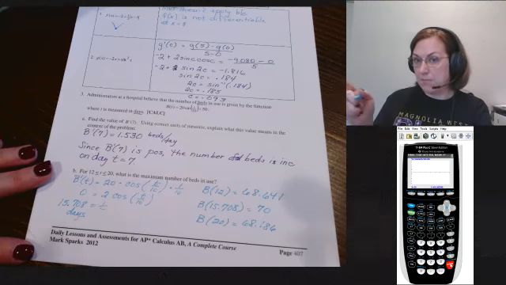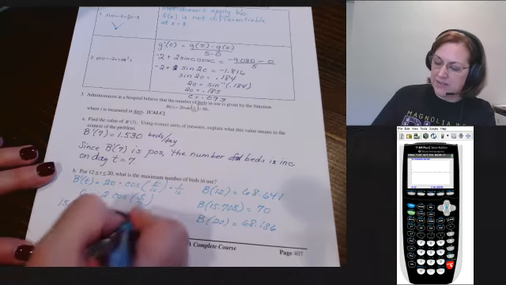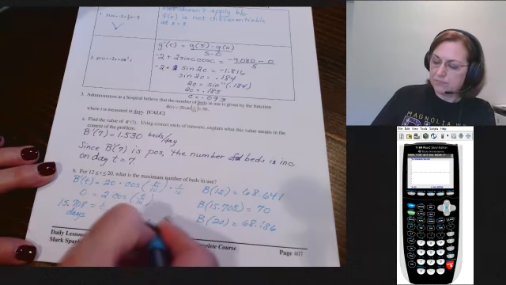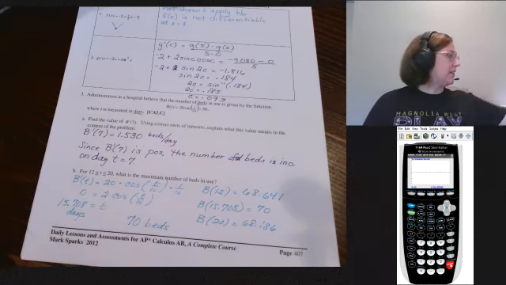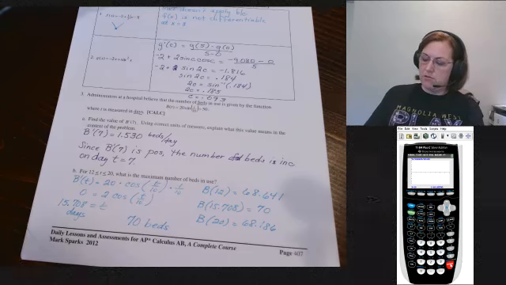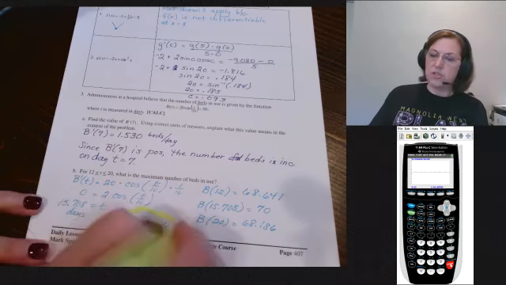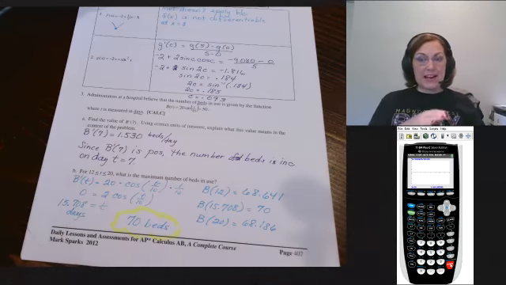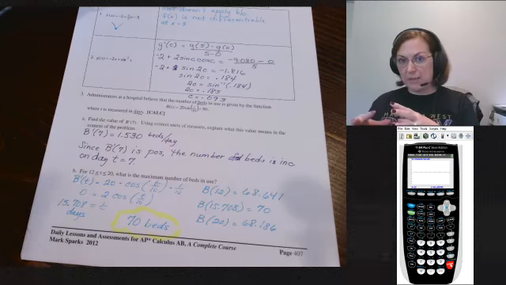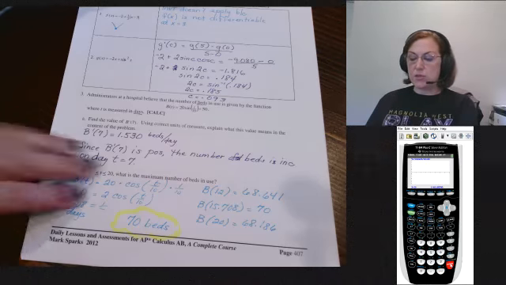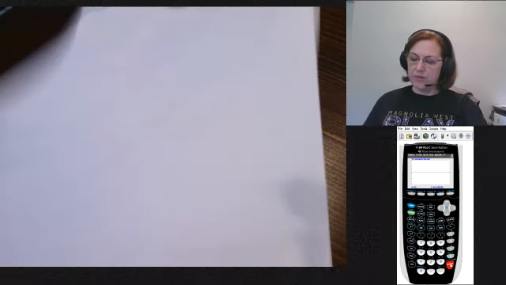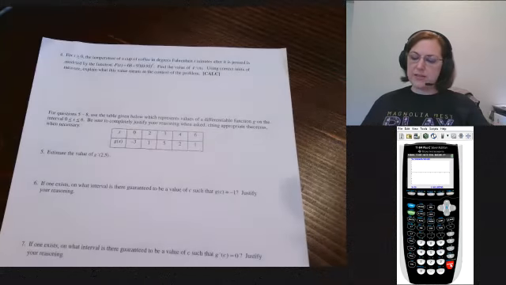Okay, so that's asking number of beds. That's going to be 70 beds is the maximum there. So this is a great example of using your calculator to its full capacity, but you're still doing the analysis with your derivative. Okay, I've got a couple more for us.